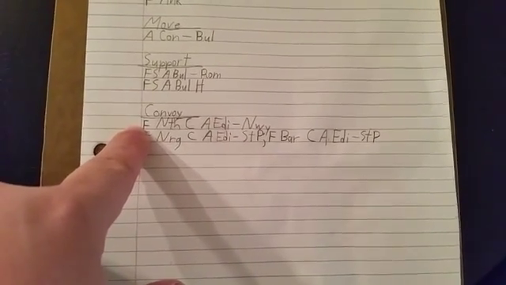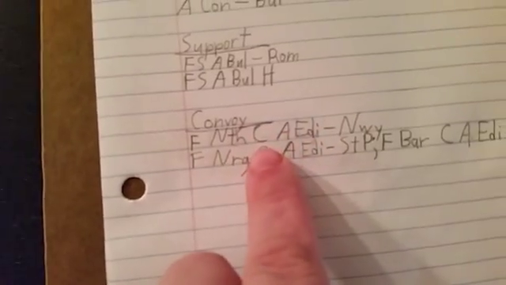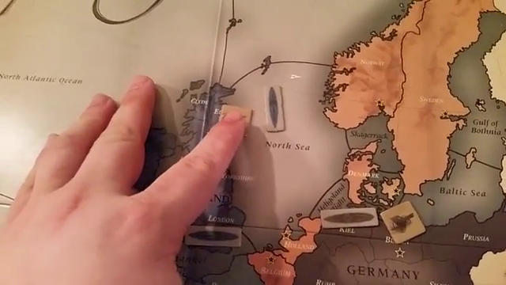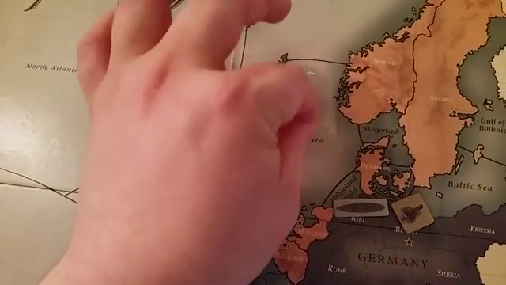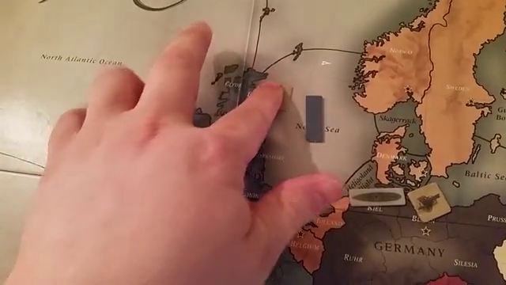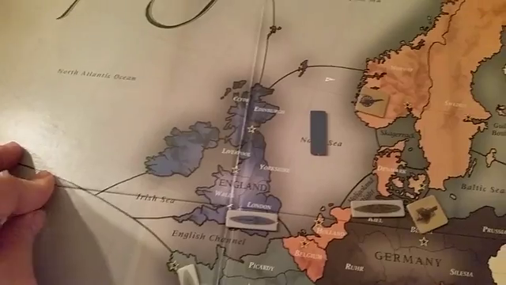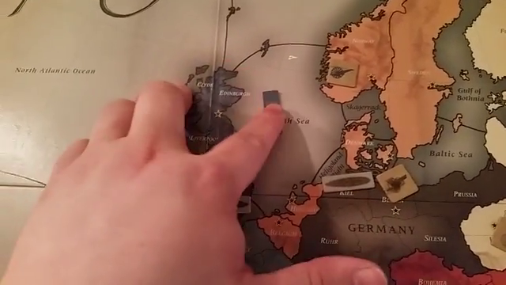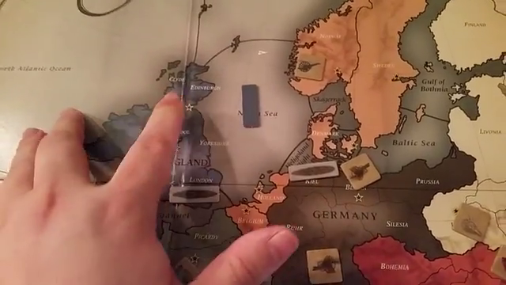Here we have a fleet in the North Sea, and it is convoying the army in Edinburgh to Norway. So we will flip that to show convoying. As we do that, had it been a support, it would have been closer to the land. Convoy, it'll stay in the middle of the sea, and that is how that would work.